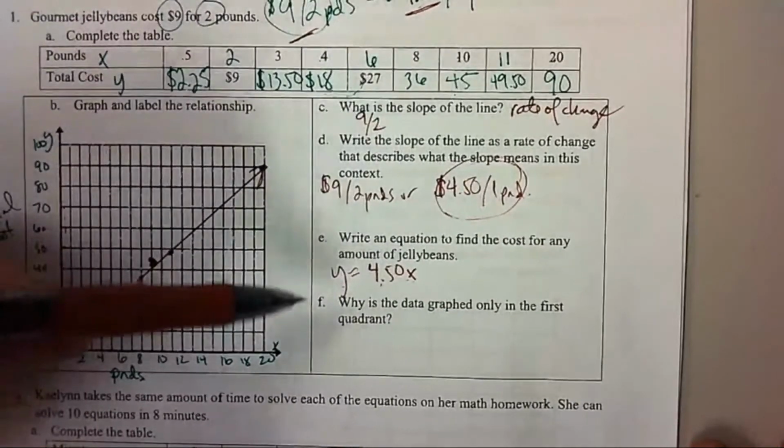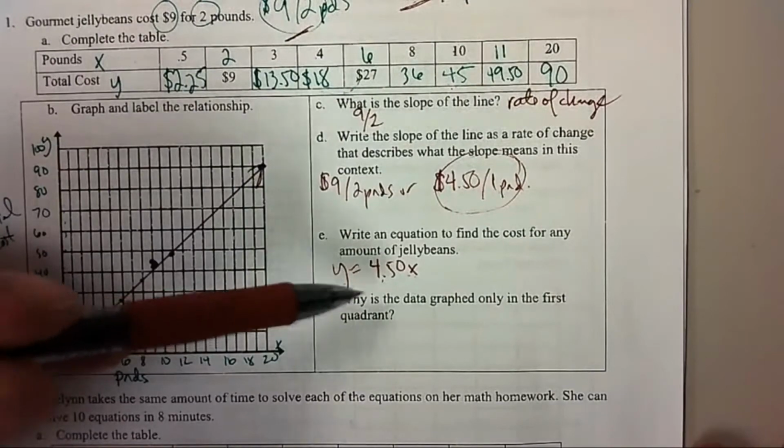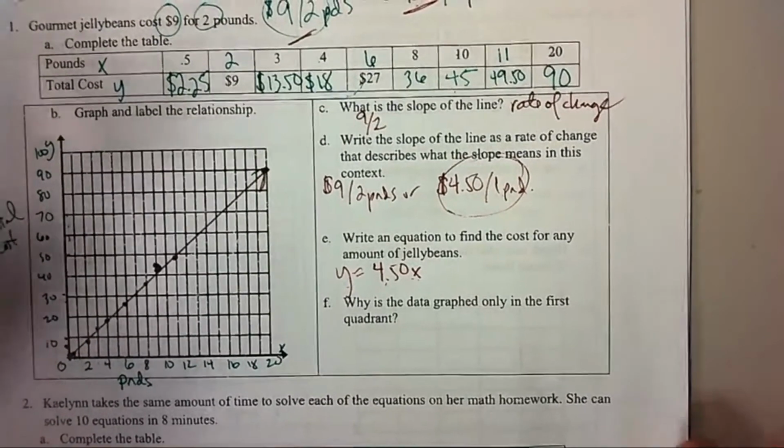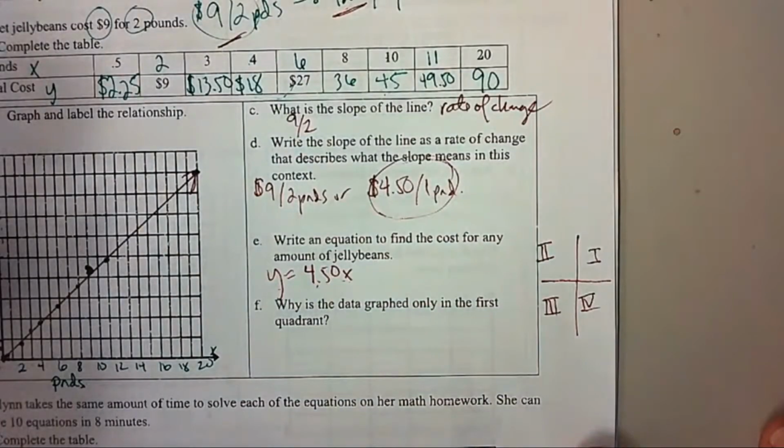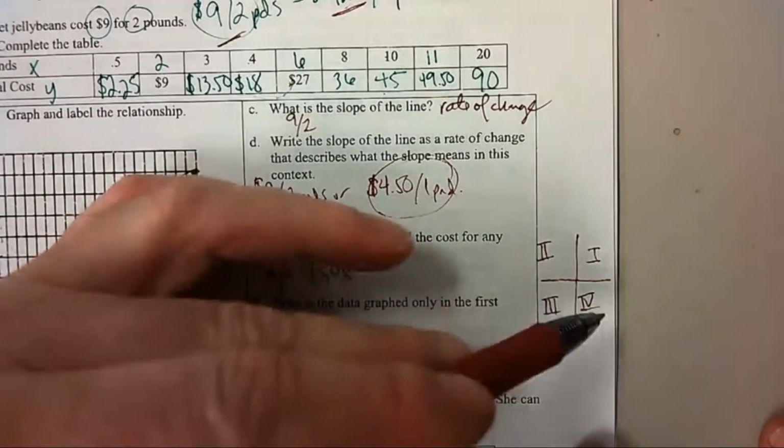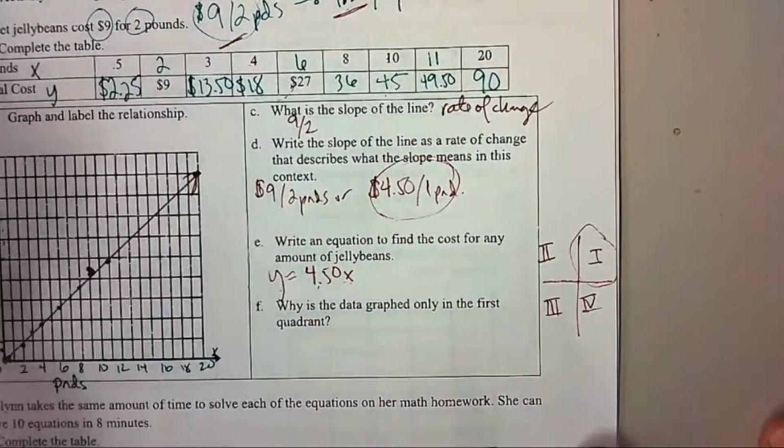And then letter F. Letter F says, why is the data graphed only in the first quadrant? So within graph systems, we have coordinate systems. We have a graph like this usually. And then we have, this is quadrant 1, that's 2, that's 3, and this is 4. So if you recall, it goes by Roman numerals. And quadrant 1 is the only one that we're using in this set of data points here.